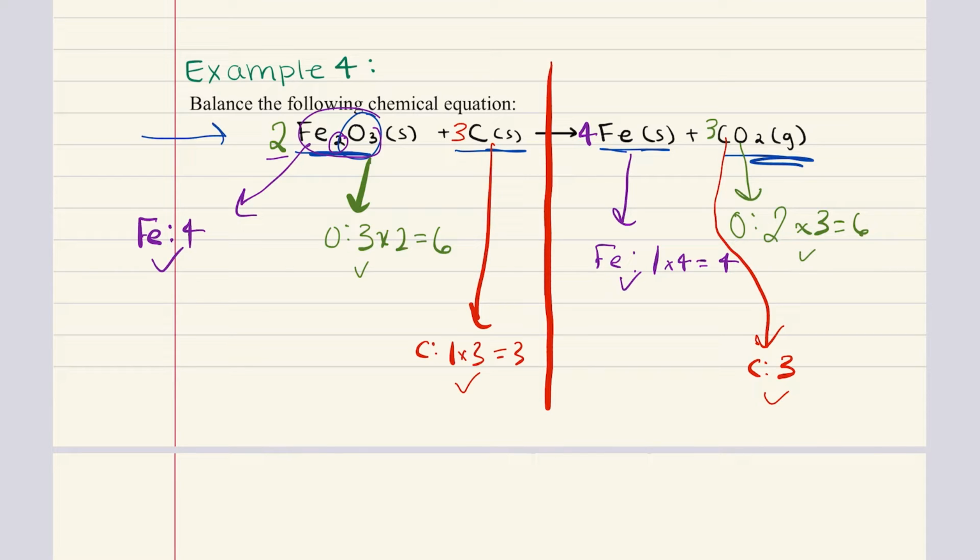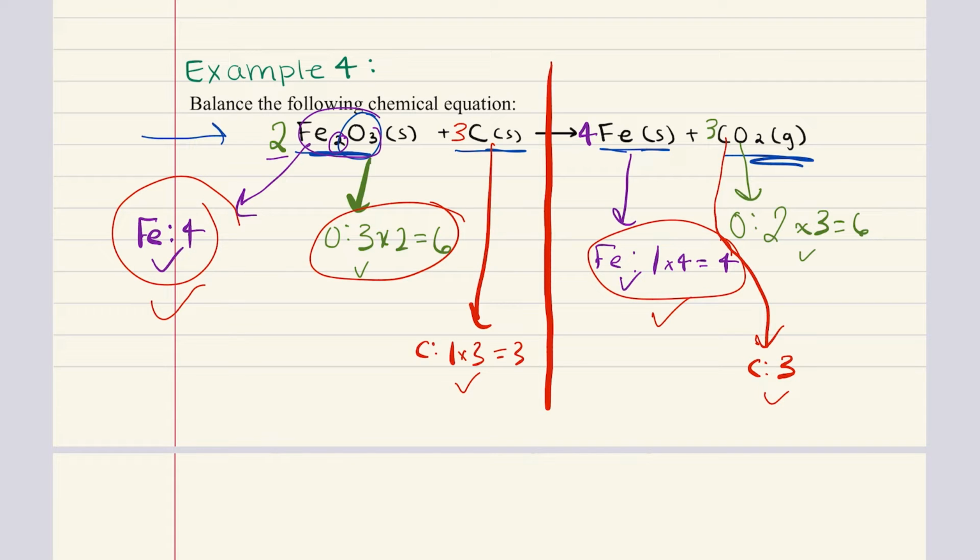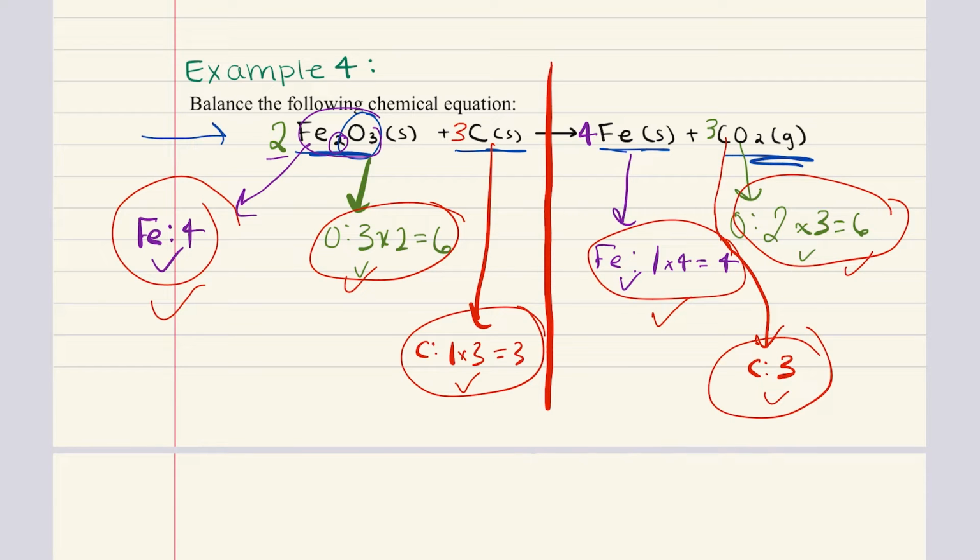Step 2 tells us to adjust the coefficients to remove any fractional coefficients. There are no fractional coefficients that we had to use here, so no adjustment is necessary. And then the last step is to check each atom to ensure that the equation is balanced. Again, we have 4 iron on the reactant side, and on the product side, check. We have 6 oxygens on the reactant side, 6 oxygens on the product side, check. And 3 carbons on the reactant side and 3 carbons on the product side, check. This verifies that all the atoms are balanced. So this equation is correct. We have 2 iron oxide plus 3 solid carbon gives us 4 iron plus 3 carbon dioxides.